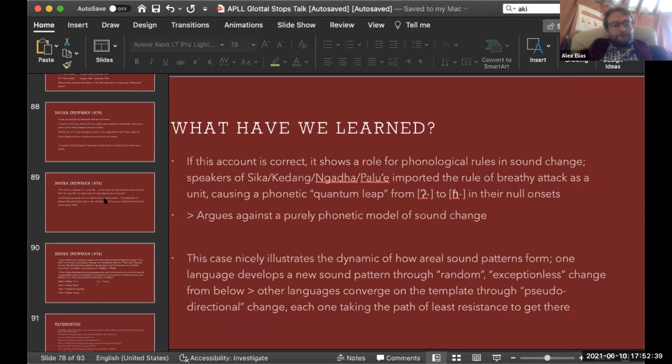Okay, thanks. Don Killian has a comment. Maltese also has contrastive initial glottal stops, e.g. he woke up versus he swam, but he doesn't believe they have the breathy attack in null onsets.